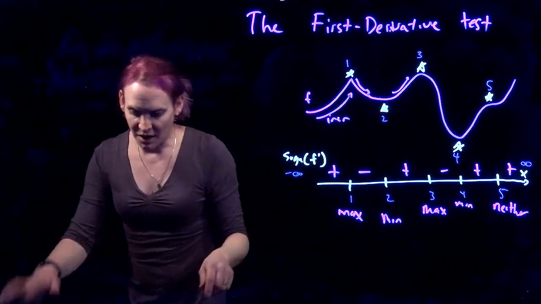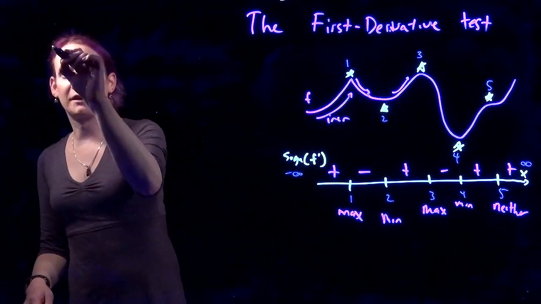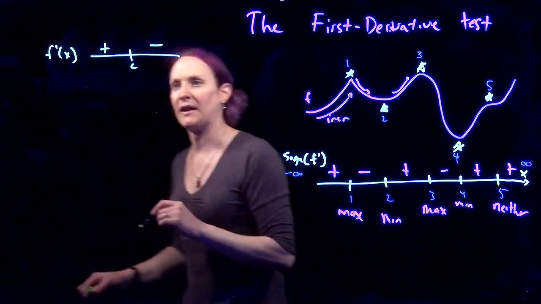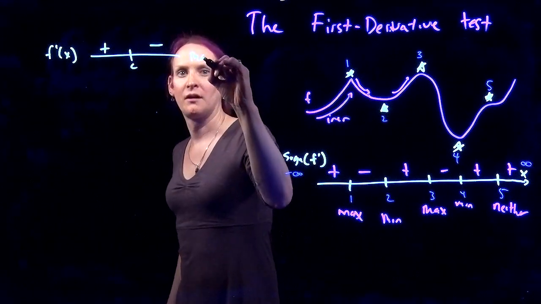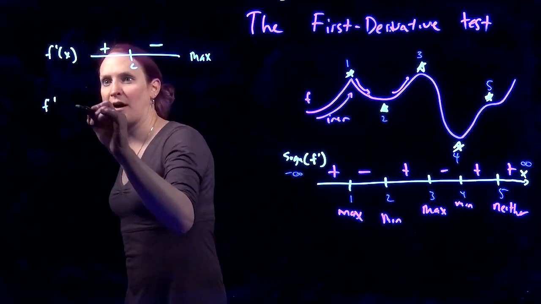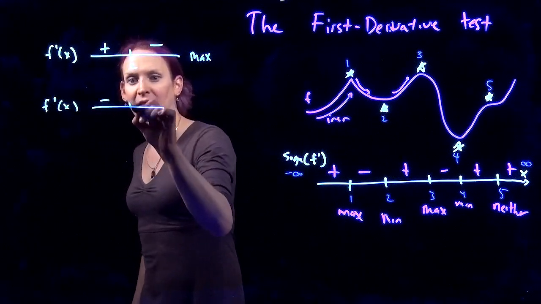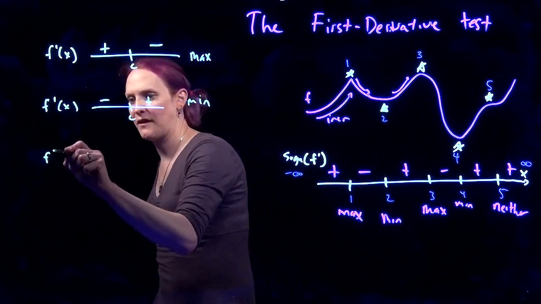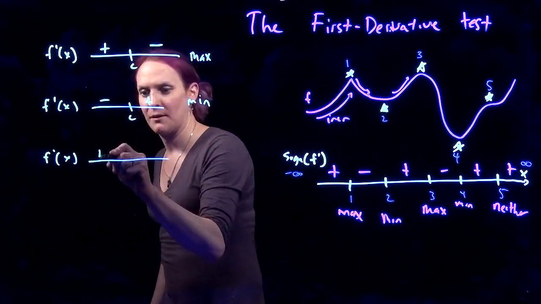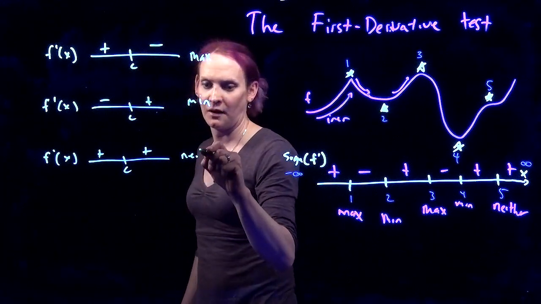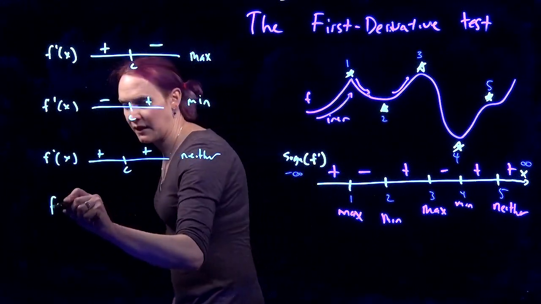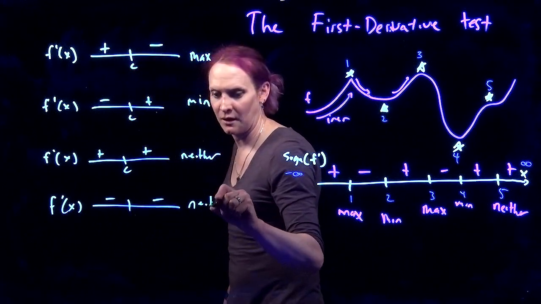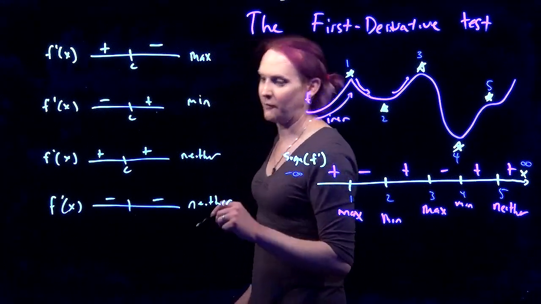So if my number line, so here's f prime of x, if it goes from positive across C to negative, this is a max. If f prime of x goes from negative to positive, then I have a minimum. If f prime of x goes from positive to positive, then I don't have one. And if f prime of x goes from negative to negative, then I don't have one either.